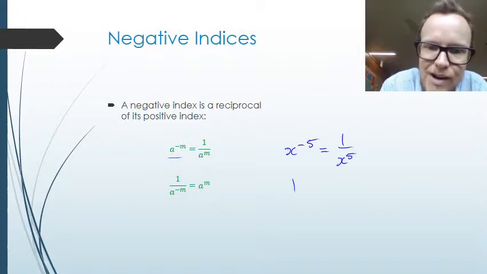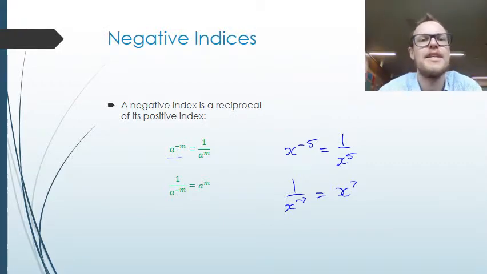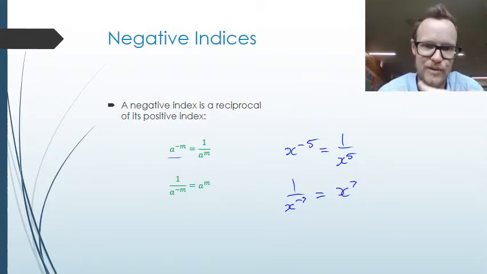Similarly, if I have 1 over x to the negative 7, the reciprocal of that is just going to be x to the positive 7. Okay, so we can convert from positive to negative indices by making it the reciprocal and making it the opposite of what it was, positive or negative.